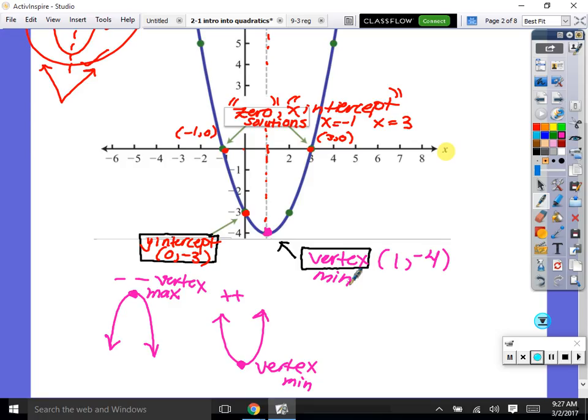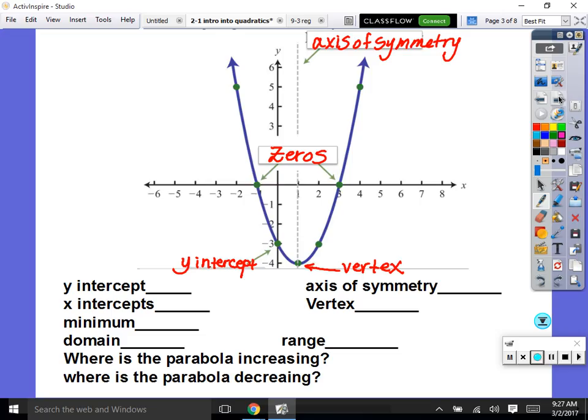Everybody understand? Okay, cool. So what you're going to do is go to the other parabola, and you're going to fill this in. You're going to tell me what's the y-intercept. We write it as a point. What are the x-intercepts? Write them as points. Do it exactly how we just did it on the front. Fill out your parabola. Ready, set, go.